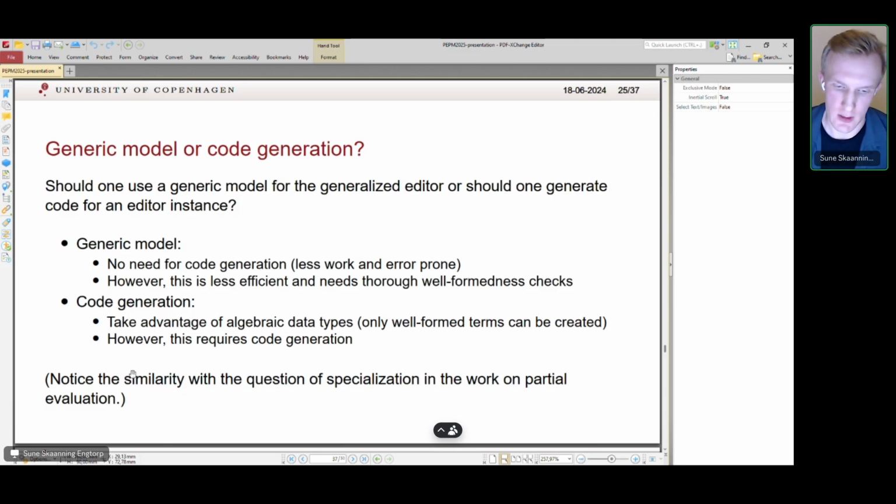Now, a question we stumble upon is if we should use a generic model or if we should generate code for an editor instance. One of the upsides of having a generic model is that we don't need any code generation, which arguably is less work and less error prone. But this is less efficient, and it needs a lot of well-formedness checks written manually. On the other side, we have code generation where we can take advantage of algebraic data types, which can constrain us to only be able to create well-formed terms. However, this requires code generation, and it is hard to guarantee that the generated code always works. We also notice that this question relates to the question of specialization in the work of partial evaluation.